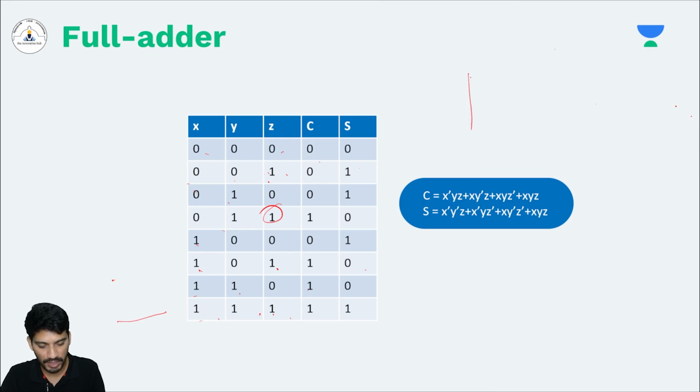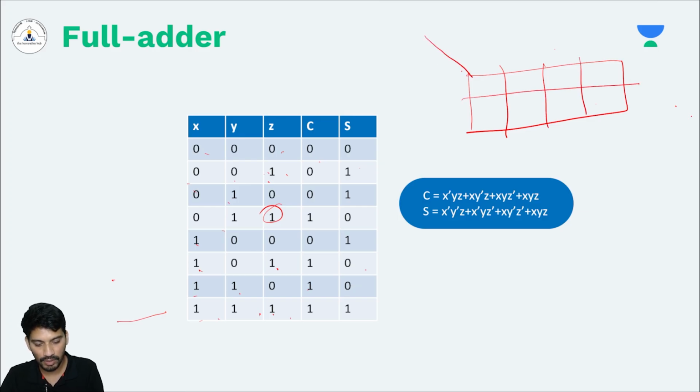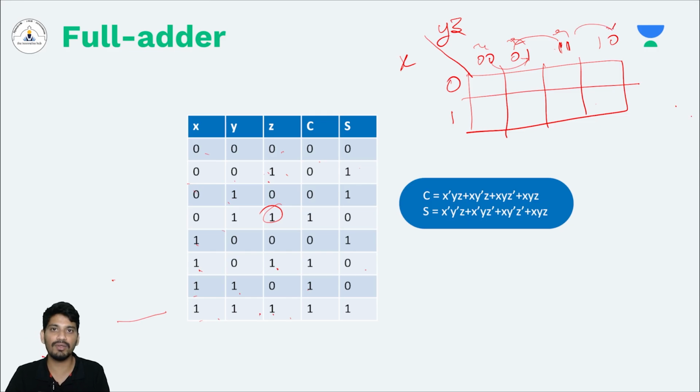Since it is a 3-input function, we'll have 8 blocks divided like this. One of the inputs is applied as 0, 1, and the other two inputs are here 0, 0, 0, 1. This should be 1, 1, right? Because it should follow the Gray code convention. You can see the neighbors always have a 1-bit difference. Here the difference is this, here the difference is this, and here the difference is this. This way, you can reduce the function.